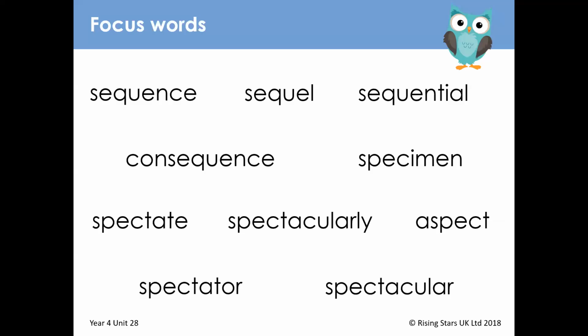So today our focus words are the following. We've got sequence, sequel, sequential, consequence, specimen, spectate, spectacularly, aspect, spectator, and spectacular. Have a look at these words, and what root word do you see in a lot of those words? And what do you think the prefixes or suffixes might be for some of those words? Just pause the video and have a think about that.